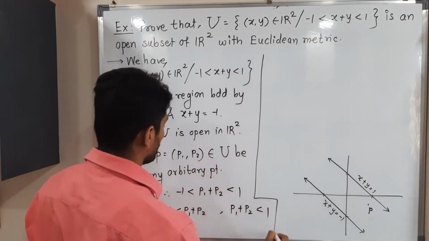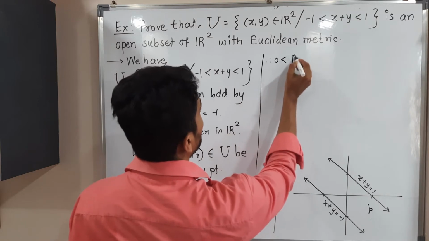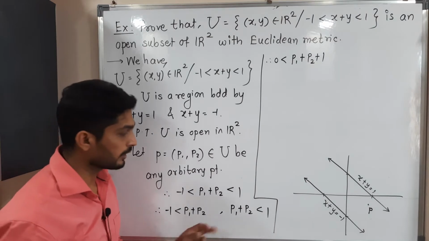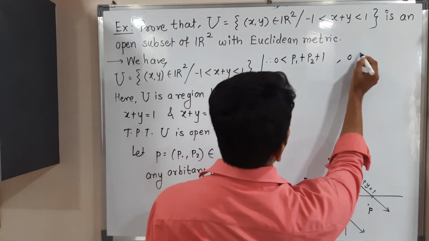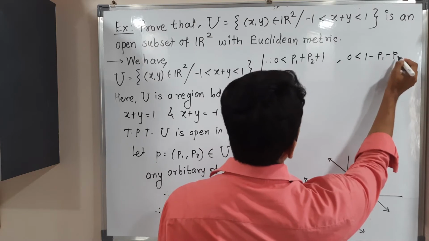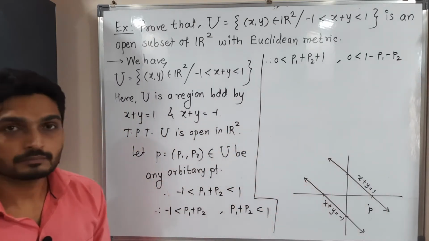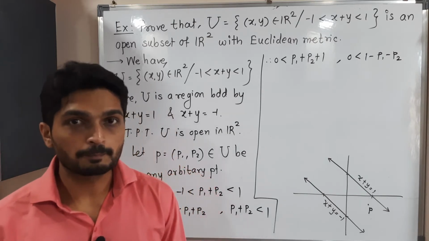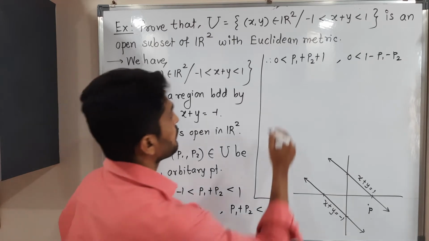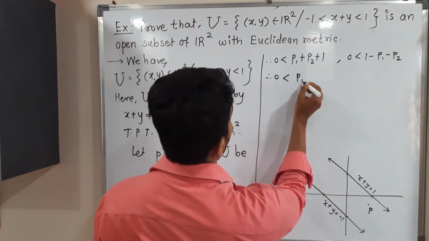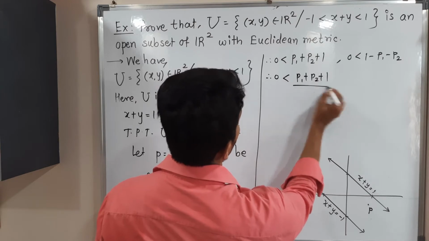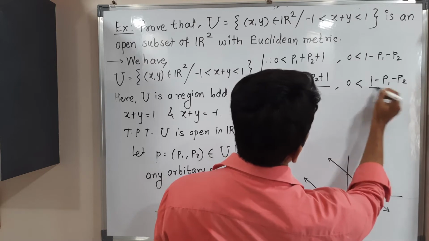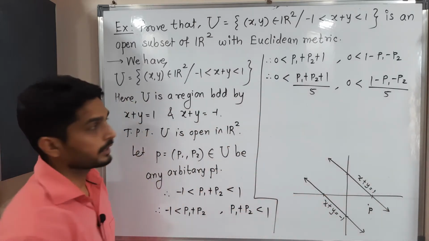So therefore, 0 less than P1 plus P2 plus 1. Getting? If I shift minus 1 to that side, here what will we have? 0 less than 1 minus P1 minus P2. Yeah, we got some positive real numbers. I will divide both sides by 5. Tell me what will you get? Therefore 0 less than (P1 plus P2 plus 1) divided by 5 and 0 less than (1 minus P1 minus P2) divided by 5.